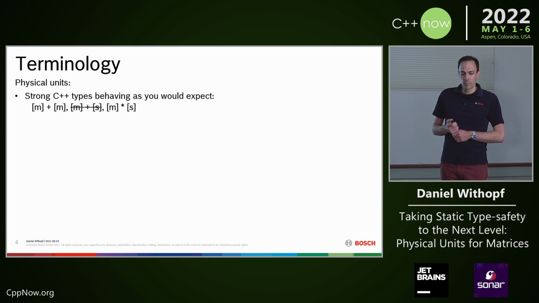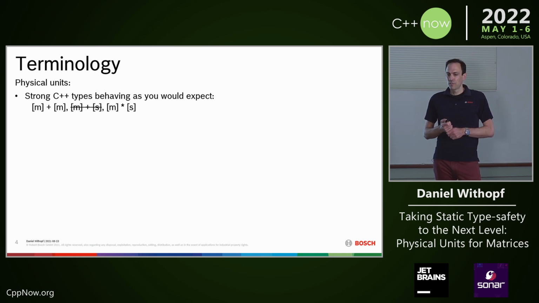Before we start, a little bit of terminology. We'll be talking about physical units today. But if you don't know much about physical units, this is not a big problem. You can simply think of them as strong C++ types that behave exactly as you would expect from physical units.